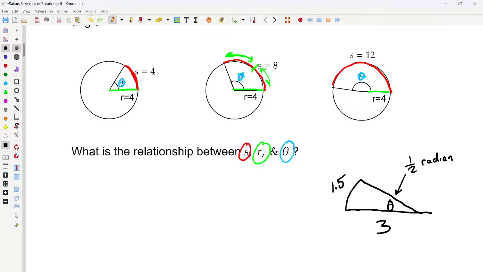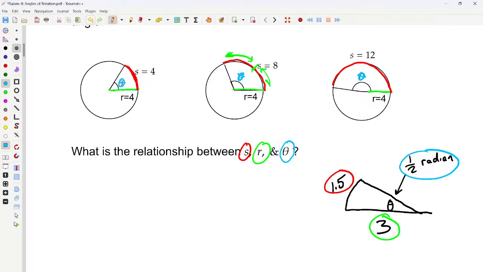So what is your brain doing? Here's the arc length. Here's a new radius. You still have an angle. What equation relates these 3 things? I don't know. Your brain told me. How did you know 1/2?